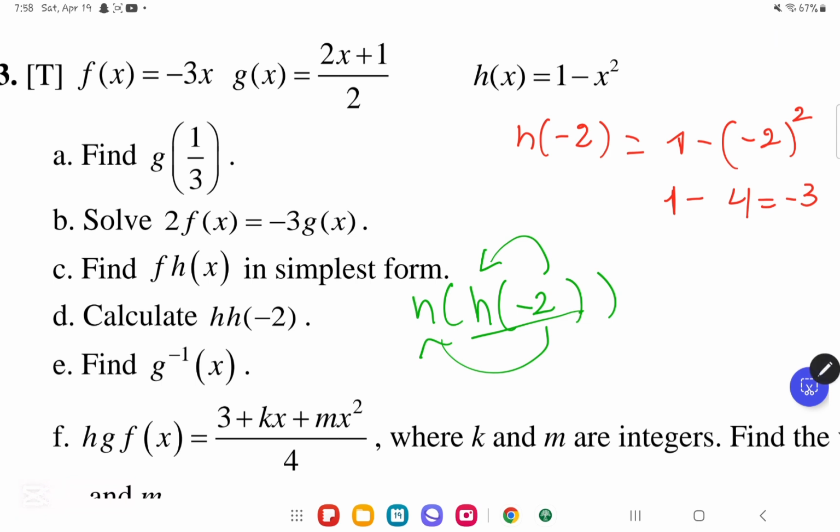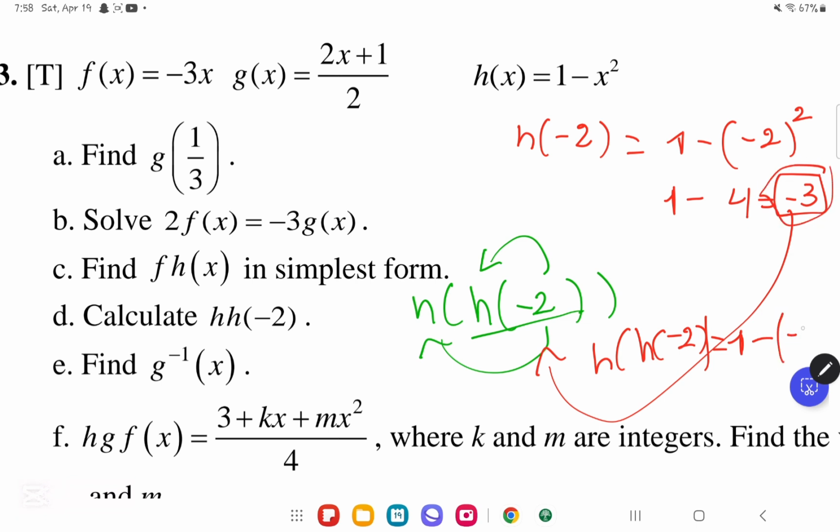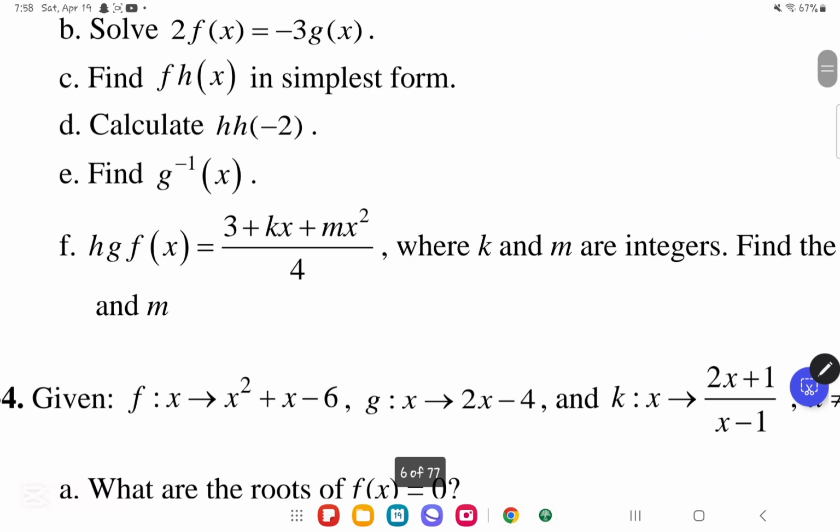Okay, so now we have that h of minus 2 is minus 3. And we will put it in h again. So h of h of minus 2 is equal to h of x, which is 1 minus x squared. Instead of x, you will put this answer over here, which is minus 3. So 1 minus (minus 3) squared. So it becomes 1 minus 9, which is then minus 8. So for part D, the answer is minus 8.